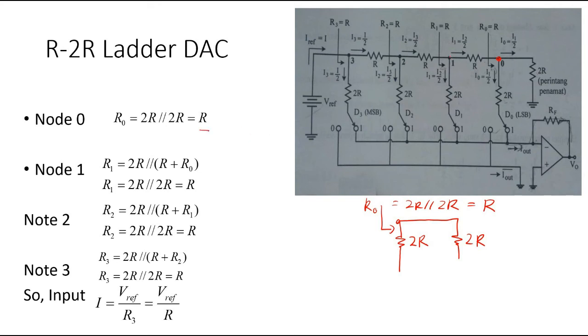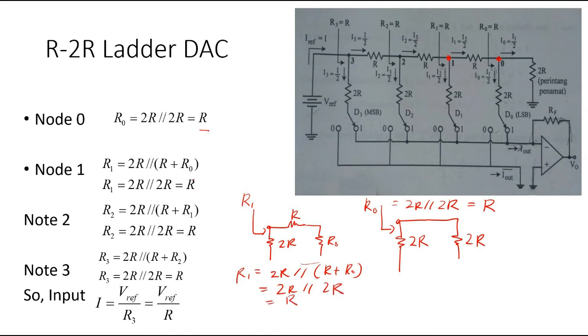Now if you want to calculate at this node 1. If we calculate node 1, we will have 2R at the bottom, and we have R, and then here we will have the previous R0. So here we want to measure R1. So R1 equals 2R parallel with R plus R0. R0 is R, so it equals 2R parallel with 2R. So we will get R. That's why R1 equals R.